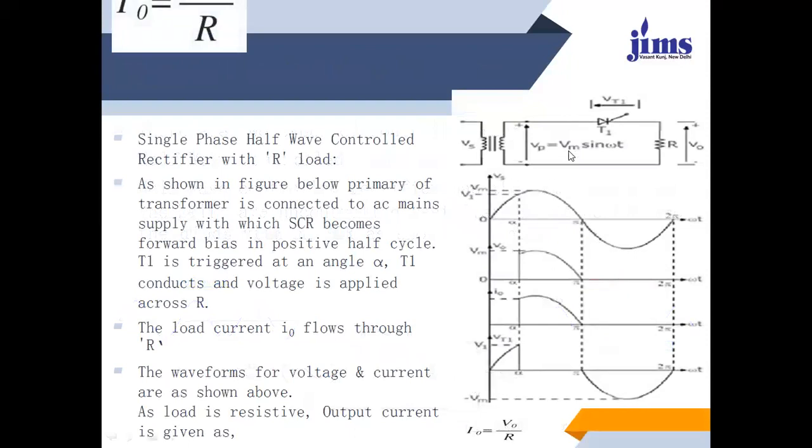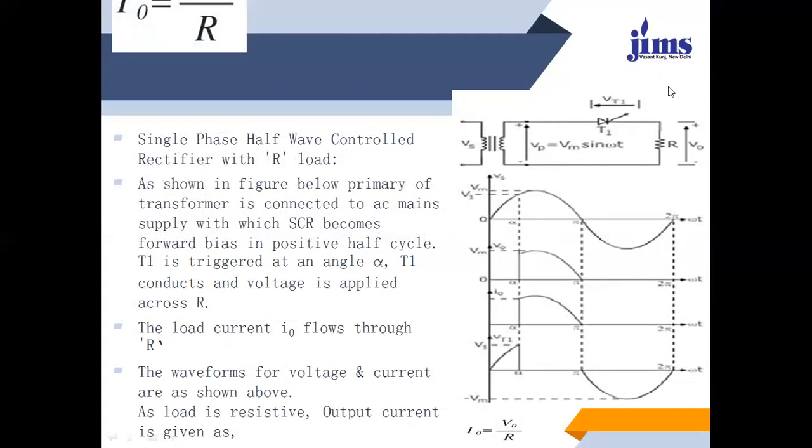This is the actual circuit diagram with waveforms, and in detail we are focusing on the single phase half-wave controlled rectifier with R load. As shown in the figure, the transformer primary is connected to the AC mains supply, with which the SCR becomes forward biased in the positive half cycle. T1 is triggered at an angle alpha. T1 conducts and voltage is applied across R. The load current I naught flows through R. The waveforms for voltage and current are shown, as the load is resistive. Output current I naught equals V naught upon R.